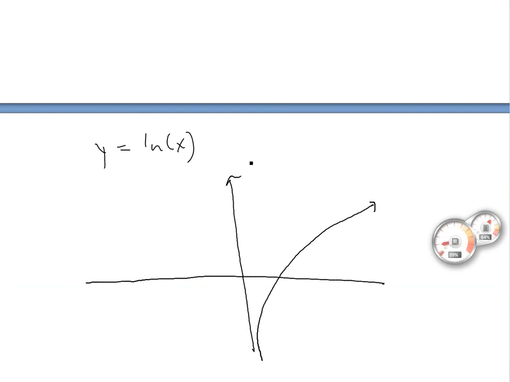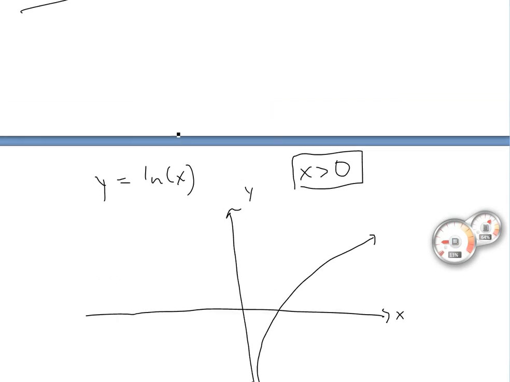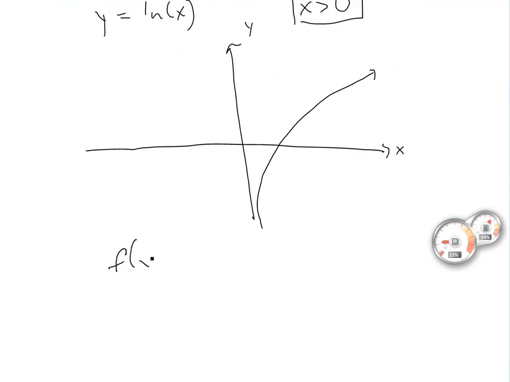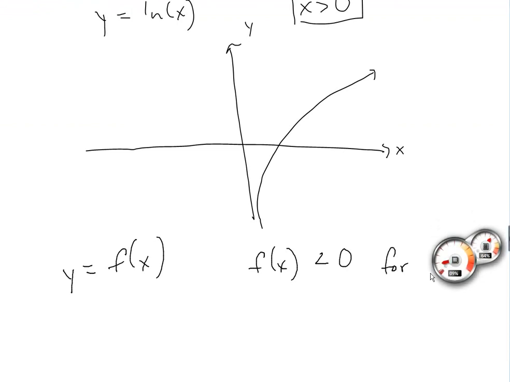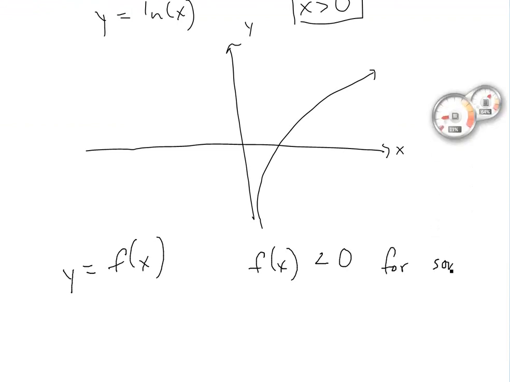So this is y, this is x, and it's only defined for x greater than 0. But then we're doing the ln of both sides, right? So if we have y equal to f of x, and let's say f of x is less than 0 for some x, then we can't take ln of both sides, because ln f of x is not defined, so we can't just do that.